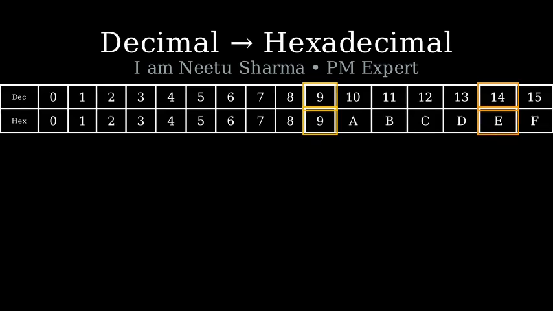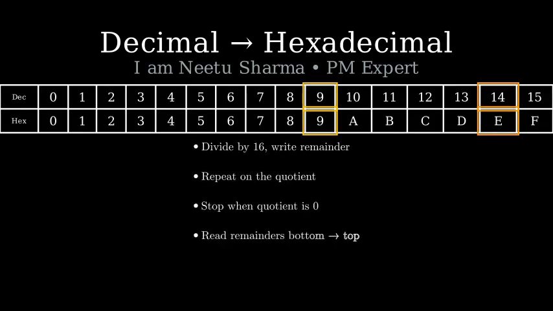Here is the idea. Divide by 16. Record the remainder. Then divide the quotient again by 16. Record the next remainder. Repeat until the quotient is 0. Then read the remainders from bottom to top to get the hexadecimal digits.